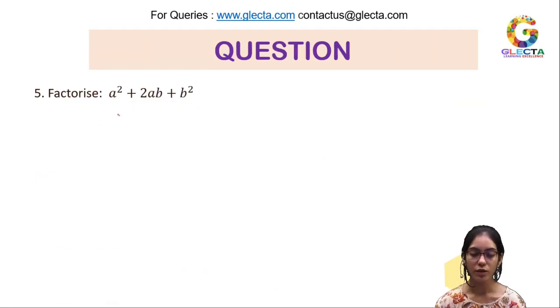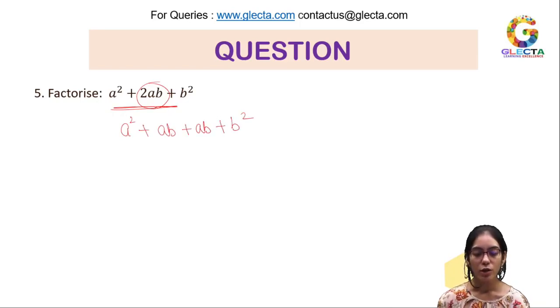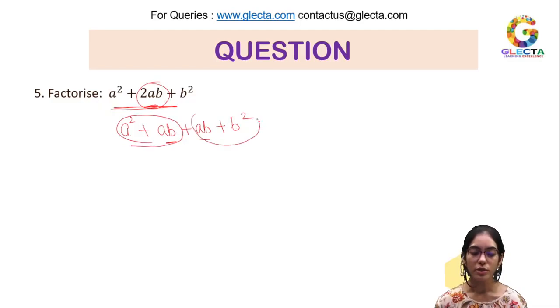Okay, we have a general term a square plus 2ab plus b square. This is a quadratic expression. Again, if we do it by middle term factorization, we can write it as a square plus ab plus ab plus b square. 2ab can be split into the terms ab plus ab. Again, we'll work on the first two terms and the last two terms. Factor out, we have a as common in both. So if we extract out a, we'll have a plus b left.